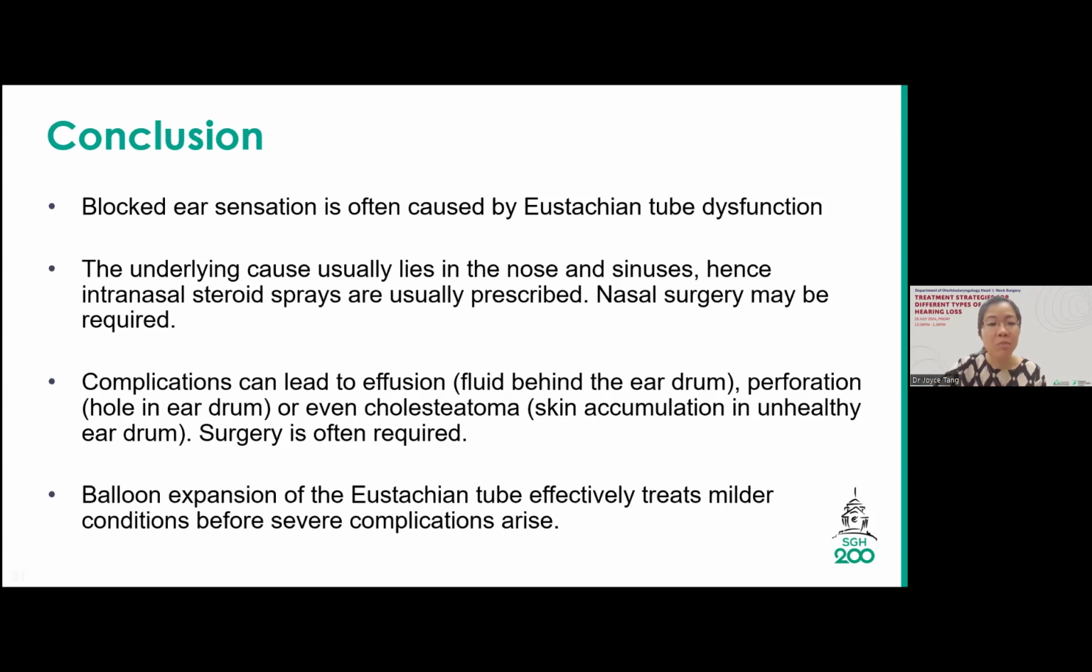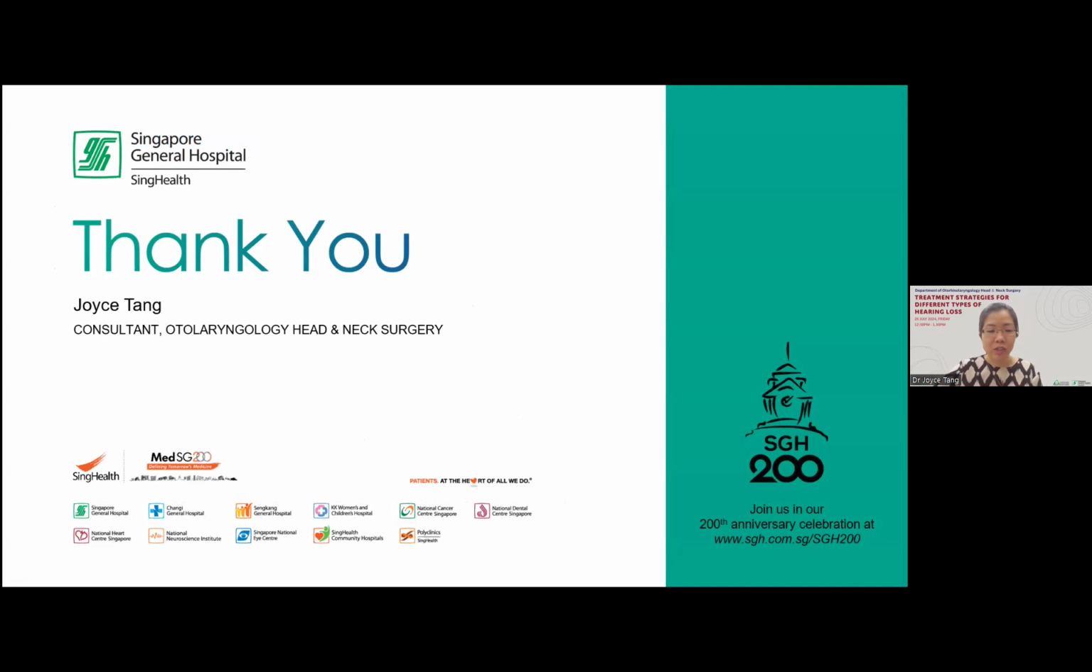For some, they may need nasal surgery. If you have complications arising from that, you might need ear surgery as well, like putting a tube to drain off the fluid, repairing the hole in your eardrum, and removing a cholesteatoma. If you have mild problems, a balloon expansion of the Eustachian tube is very effective and can treat it before any complications arise. And that is all. I hope you have understood my talk. And I will take the questions and answers.